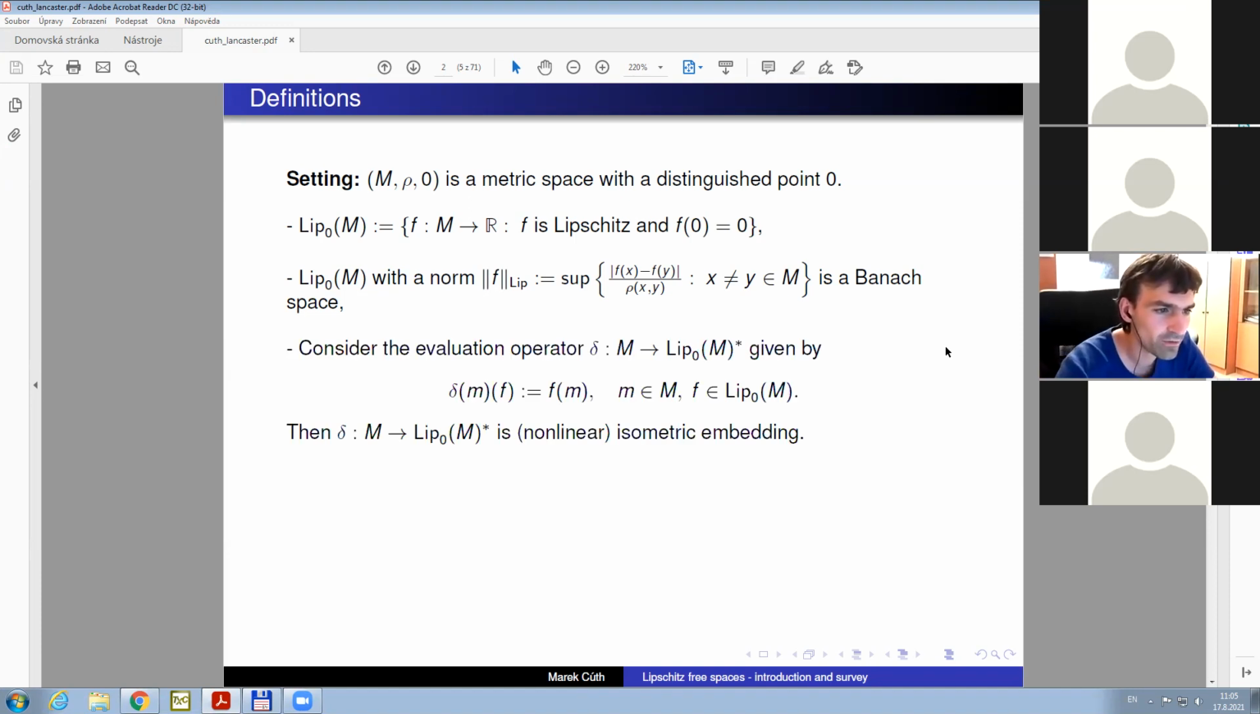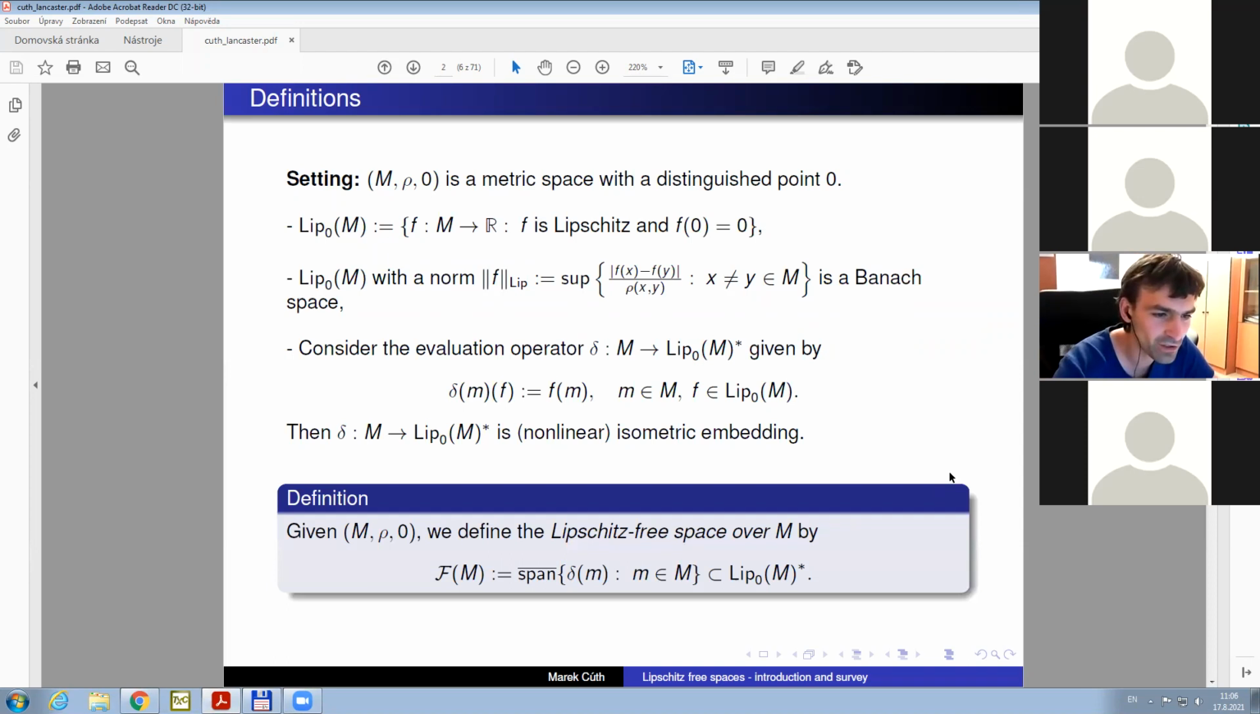And we can consider the following evaluation operator. It is really an evaluation operator. It is given in such a way that any point is mapped to evaluation at the given point. It is not difficult to compute that such a mapping is actually an isometry. And let me note that this isometry is not linear because on M we don't have any algebraic structure. But even if there was algebraic structure, for example, if M was a Banach space, then still this delta is not a linear mapping. Well, and now I can give the definition of a Lipschitz-free space.